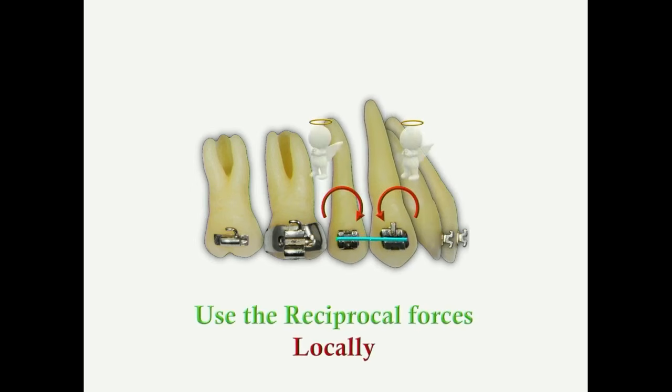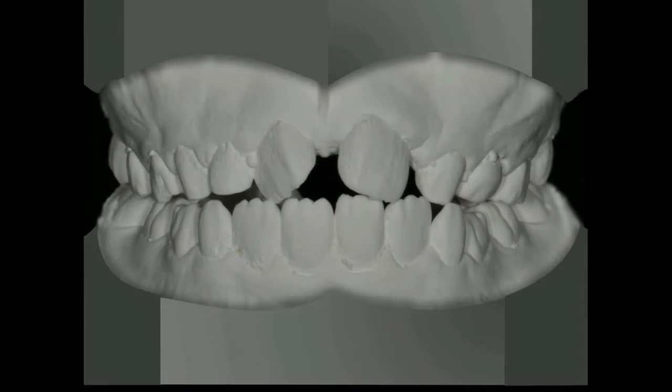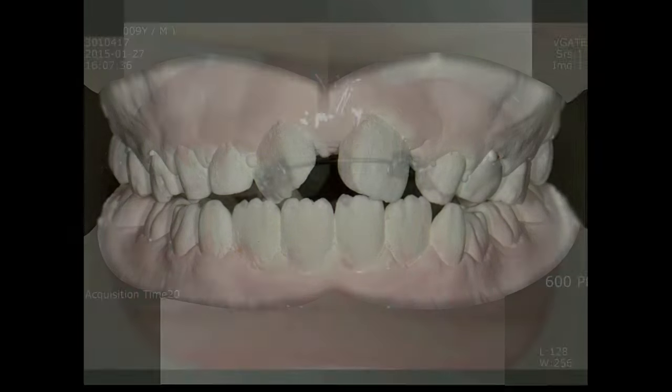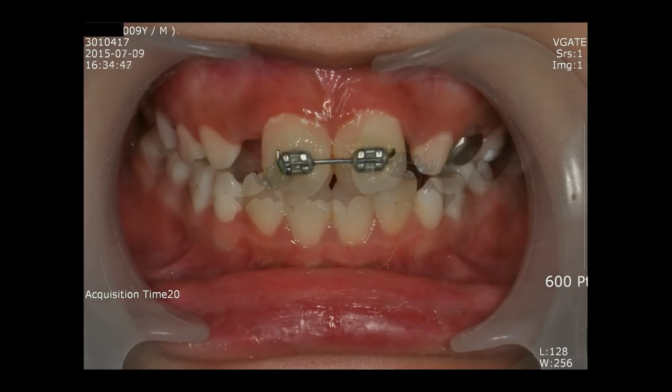This segment of wire produced desirable force system only in between two teeth without any side effects. Here we have badly rotated centrals. Looking at the frontal view, we can clearly see the spacing and rotation in the region of centrals only. Segment of wire between centrals was used instead of continuous full arch wire. There will be no side effects at all to rotate both centrals using only a segment of wire.